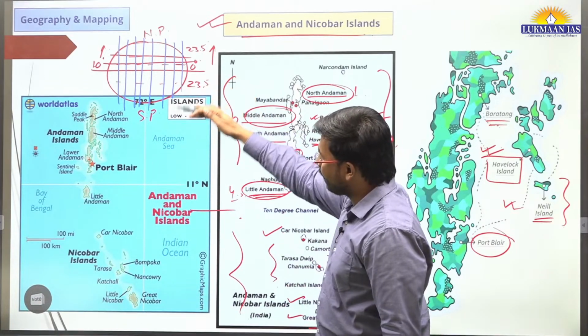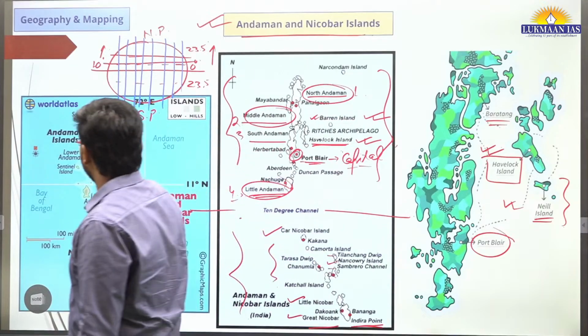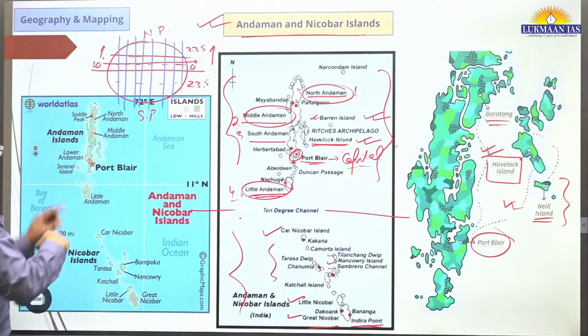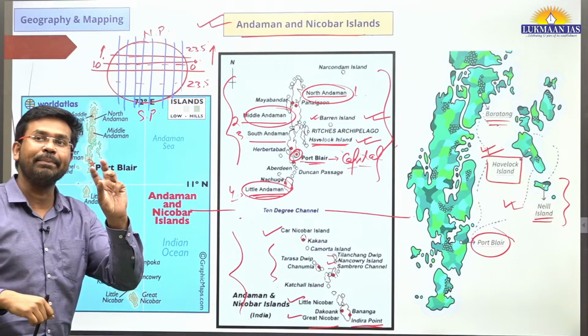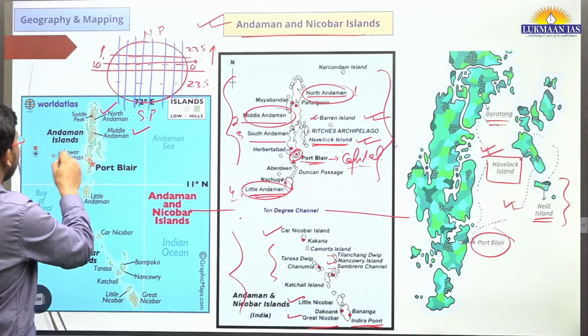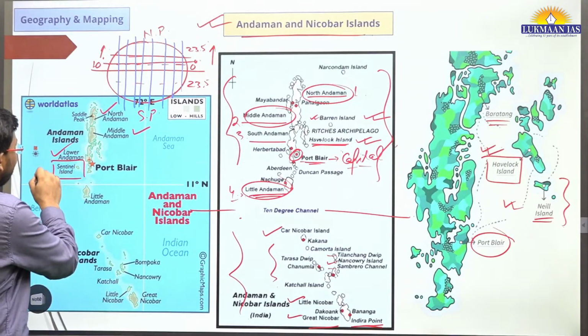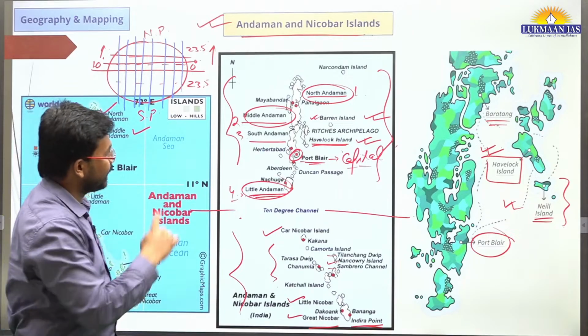Okay. Again, we have another map. This map talks about, let's say, the Andaman group of islands. So in this map, we only see the major places located: North Andaman, Middle Andaman, Lower Andaman, like that. Then we have this Sentinel Island. This Sentinel Island has been in the news.